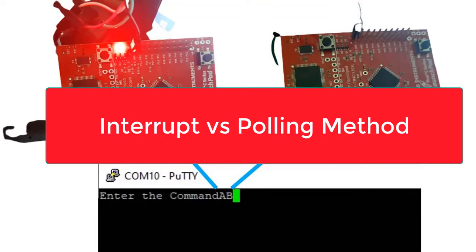For more details on UART interrupt code and how it works, check the link given in the description of this video. Now let's see a demo code.